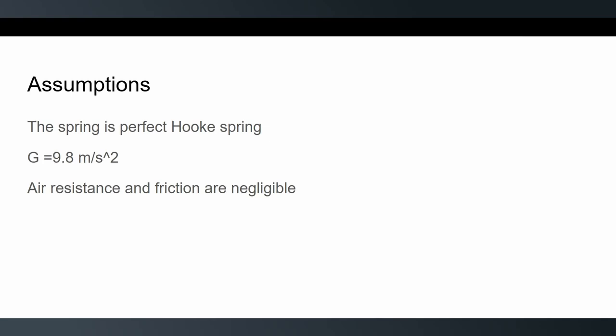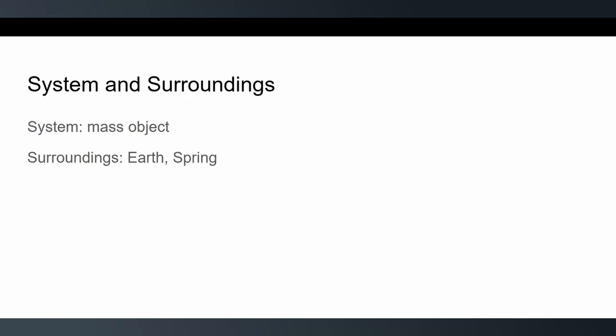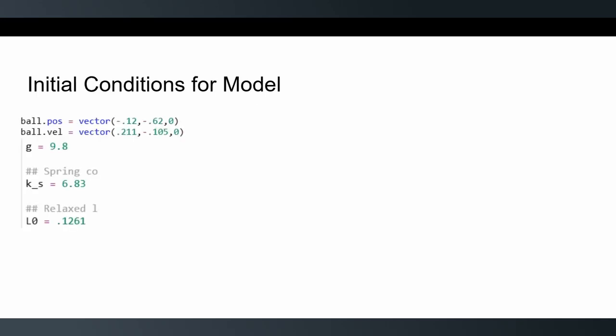All right, assumptions. So we're assuming that the spring is a perfect Hooke spring that'll follow Hooke's law perfectly. We're assuming that g equals 9.8 meters per second squared, and that air resistance and friction are negligible in our coding. So the system is the mass object that's attached to the spring at the end. The surroundings are the earth and the spring. The earth applies gravity, and the spring applies spring force.